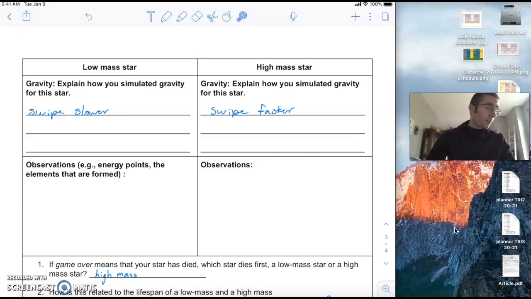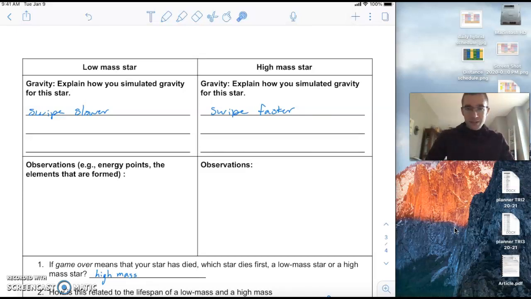And when I did this for my low mass star, I got 189.5 energy points, okay? And the biggest element that I could form, I think, was magnesium-24. Yours might be different depending on what your definition of slow was.